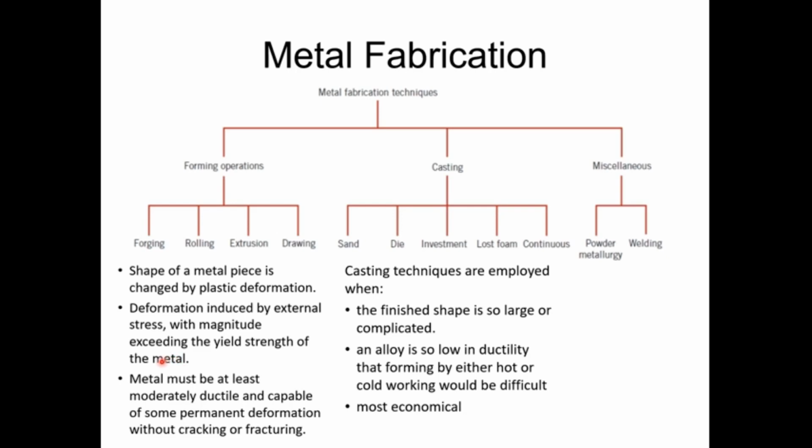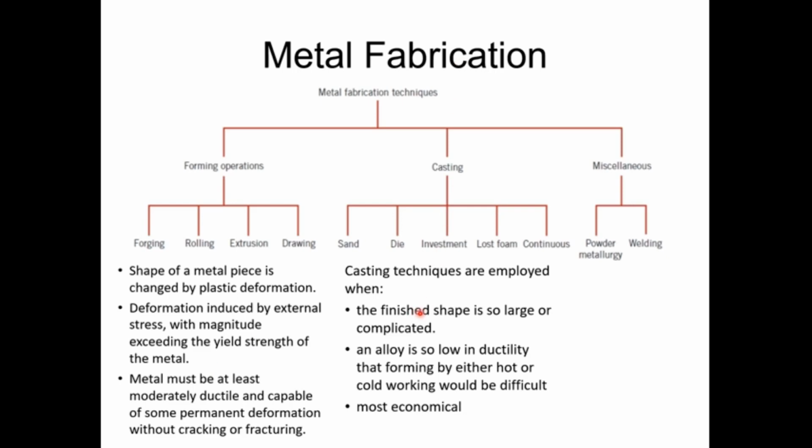This external stress of course must exceed the yield strength of the metal so that the plastic deformation will occur. The metal must be at least moderately ductile so that it can undergo plastic deformation, capable of some permanent deformation without cracking or fracturing.